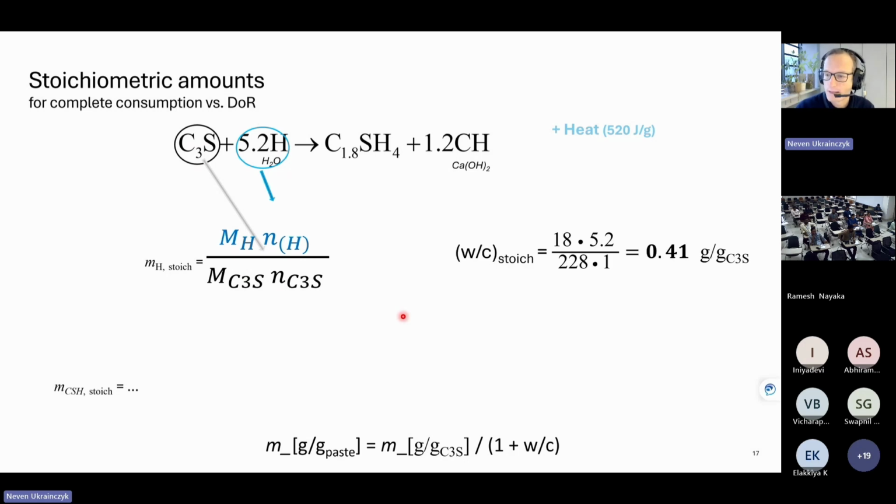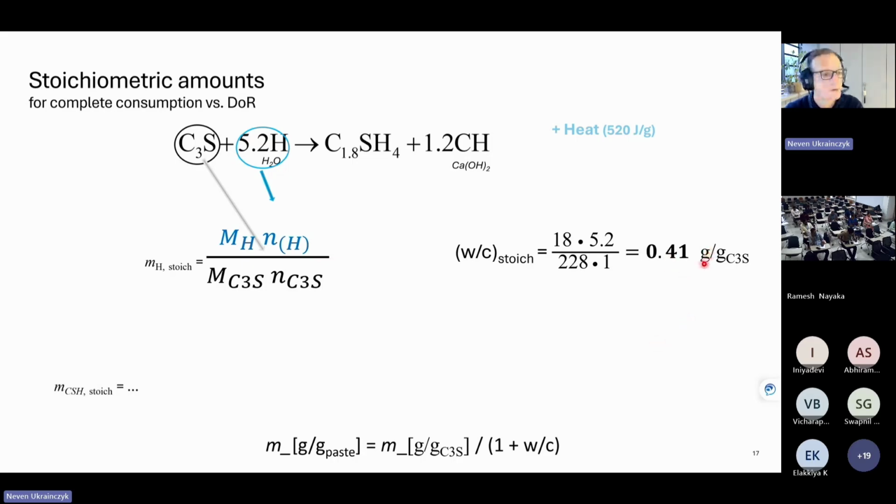And then you would get the stoichiometric water-cement ratio that you need, how much water you need to fully react C3S. Those are just the molar masses. These are the stoichiometric coefficients, and this gives the water-cement ratio of 0.41. This is also well known from the Powers model. So this is the amount of water you would need to fully react the cement.